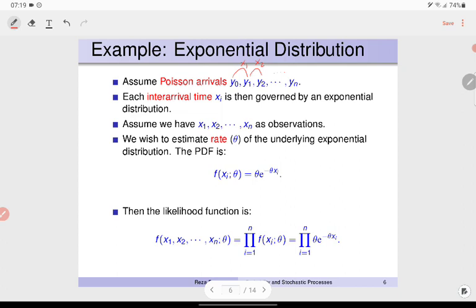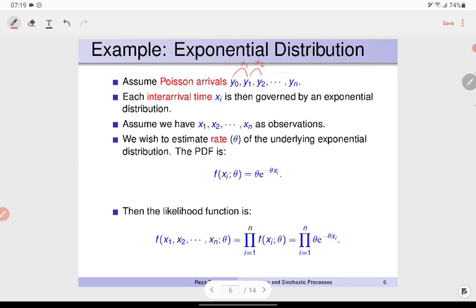Now, each inter-arrival time xi in this case will be governed by an exponential distribution. Assume that we have n observations of these inter-arrival times, namely x1, x2, and so forth until xn. Now, we wish to estimate the rate of the underlying exponential distribution. The exponential distribution has only one particular parameter, namely the rate. So therefore, our parameter, our theta, will be equal to this rate of the exponential distribution.